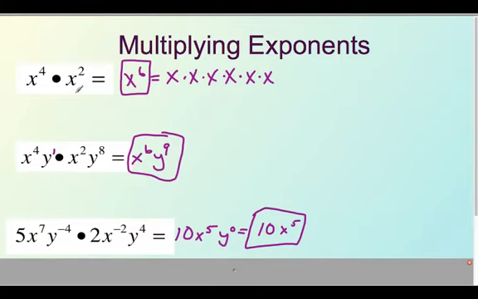When you multiply exponents together, as long as they have the same base, you add the tops, add the exponents together, and you get x to the 6th. This one, again, you find the ones with similar bases. The x's are the same, so you add those 2. The y's are the same, so you add those 2. If you have them with numbers, you multiply the numbers first, then do what we had just done before.